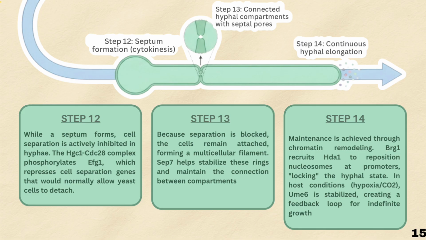Finally, through continuous hyphal elongation, the fungus maintains this long multicellular chain by remodeling its DNA to stay locked in this invasive stage. This is achieved through chromatin remodeling, where BRG1 recruits HDA1 to reposition nucleosomes at the promoter. In host conditions, hypoxia or CO2, UME6 is stabilized, creating a feedback loop for indefinite growth.